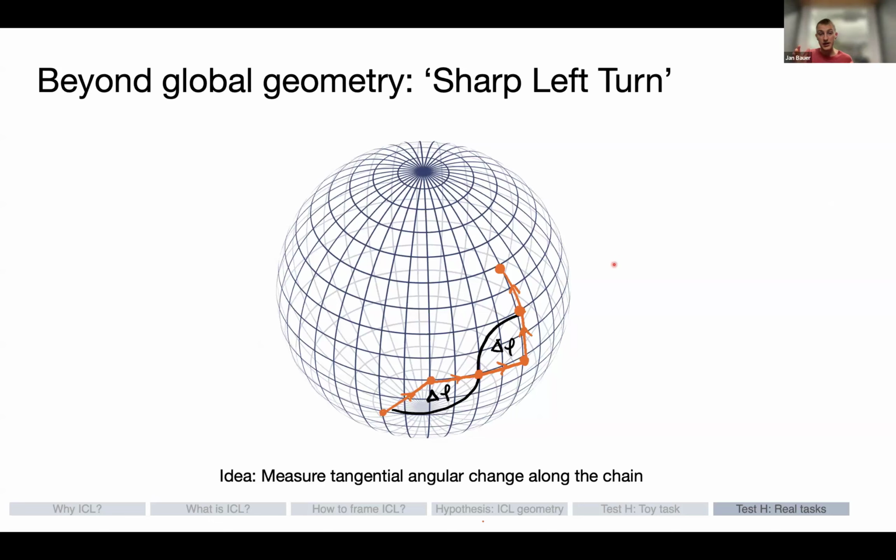All right, so then lastly, I want to talk about something beyond global geometry, namely local geometry of chains. So whether or not we have some global geometry, as for example would be accessible by these topological tools, we can ask, okay, what is the local structure of these chains? Presume we have some more or less intact chain. And what you could do there is measure something like the tangential angular change. So suppose I have this sequence of states here. I could measure, well, what is the angle between these vectors?